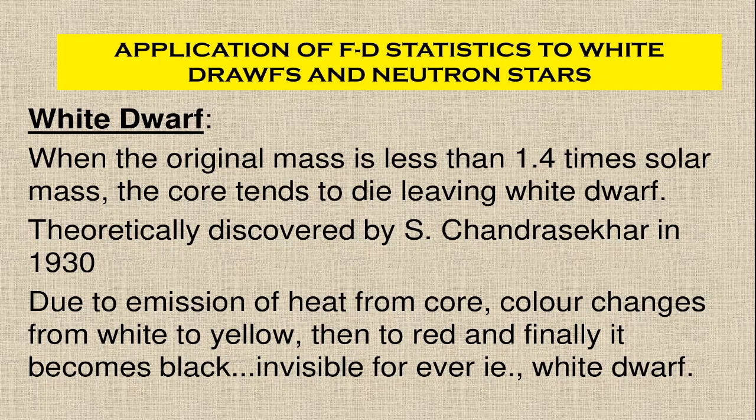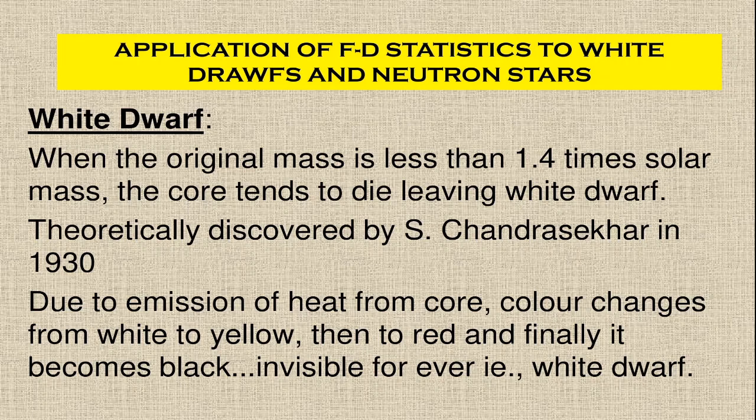If the mass of the central core of the star is greater than 1.4 times and less than 5 times the mass of the sun, then the core of the star tends to finish up as a neutron star. In such a case, when the supernova explosion occurs, the core of the star is compressed and electrons and protons combine to form neutrons. Due to this reason, it is called a neutron star.